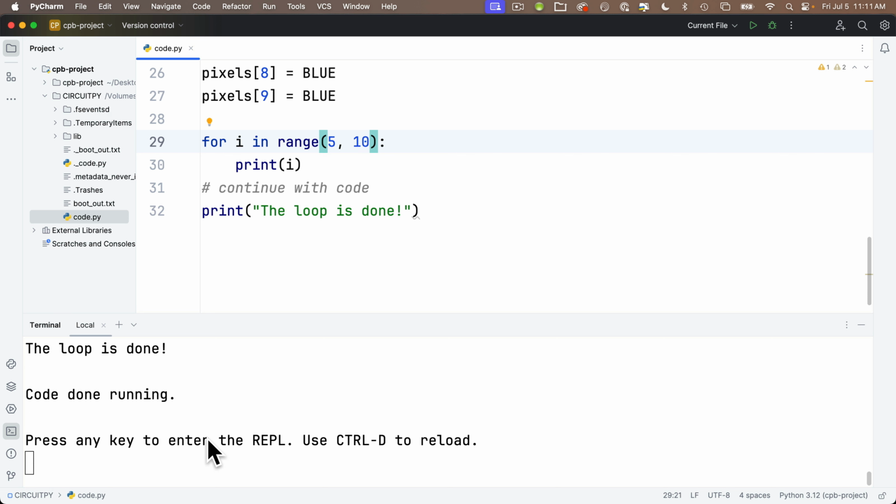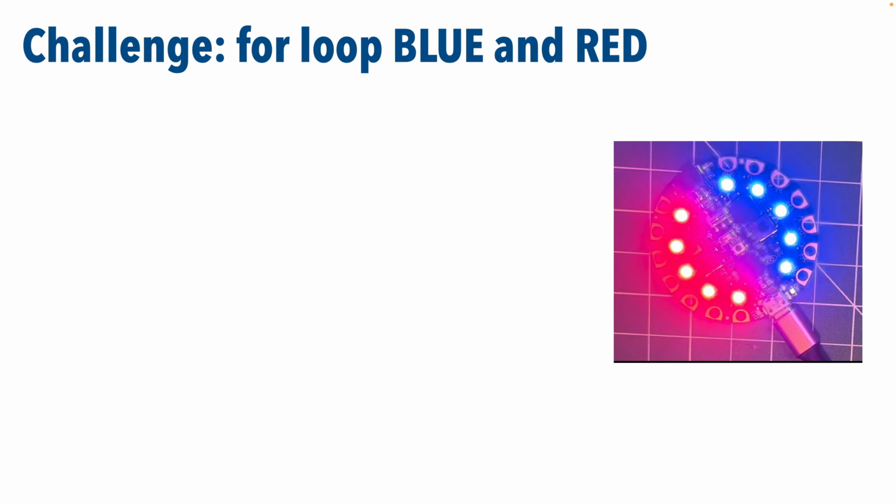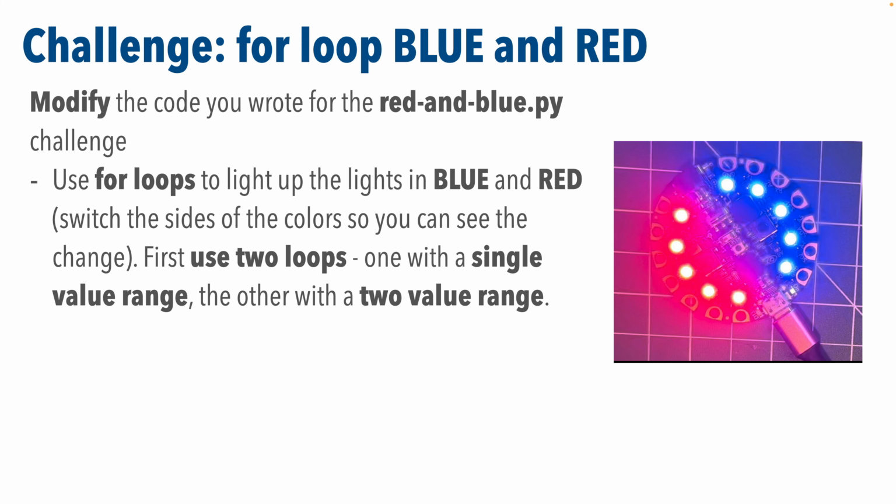Cool. So now it's time for a challenge where you can apply what you know about for loops with single and 2-value ranges. In this challenge, we'll get the same result as the code you wrote earlier, although we'll flip the red and the blue sides. We're going to assign colors to the 10 separate index values, but in this example, blue should be in NeoPixels 0 through 4, and red should be in pixels 5 through 9. But for the challenge, use 2 for loops to solve this. One loop with a single value range, the other loop with a 2 value range. And when those lights are lit up, keep them on forever.